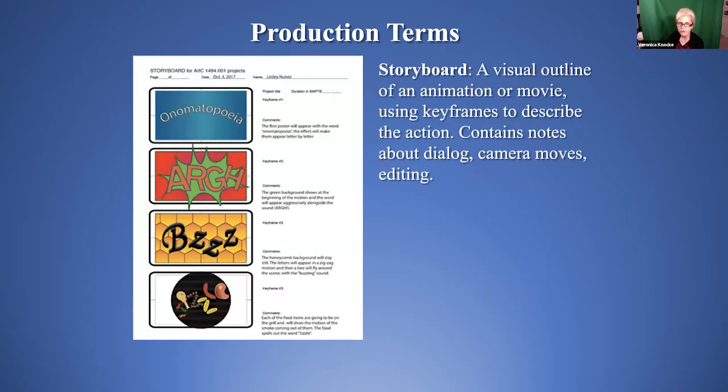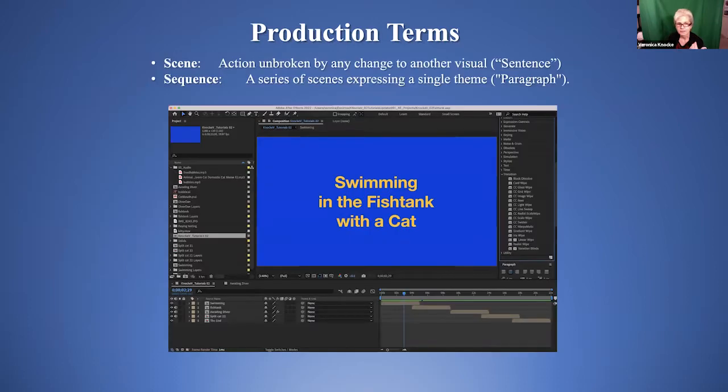A storyboard is a visual outline of an animation or a movie that uses keyframes to describe that action. It contains notes about dialogue, camera moves, and editing. And then a scene is an action unbroken by any change to another visual, like a sentence. A sequence is a series of scenes expressing a single theme, like a paragraph.